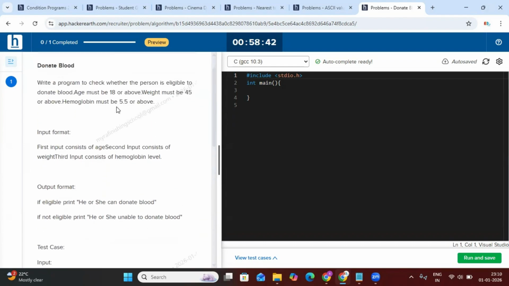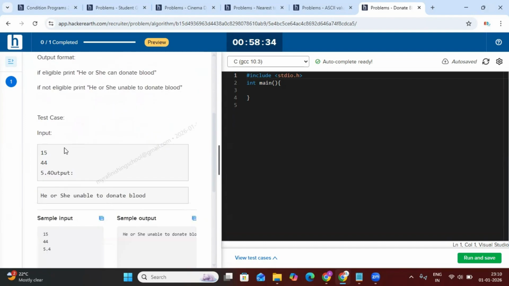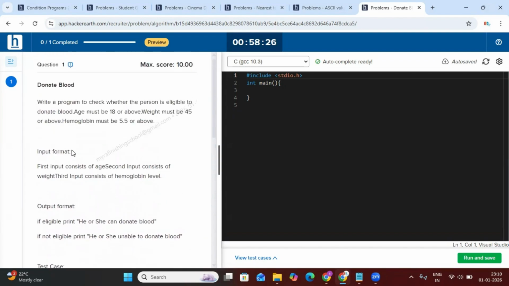Okay, the program requirement is to take age, weight, and hemoglobin level. Age is an integer, weight is an integer, but hemoglobin level is a float. After that, we will decide whether he or she is eligible to donate blood or not. That is our requirement. Okay.